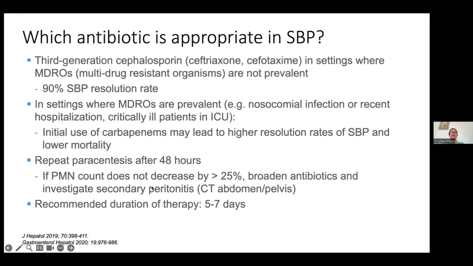Then you give starting antibiotics. 2 days later, you do a repeat paracentesis. And if the PMN count does not decrease by more than 25%, you need to broaden antibiotics. And you need to look for secondary peritonitis, like a perforated bowel, by doing a CT scan. And then you treat for 5 to 7 days. Obviously, the patient needs to defervesce and get better before you can stop the antibiotics.